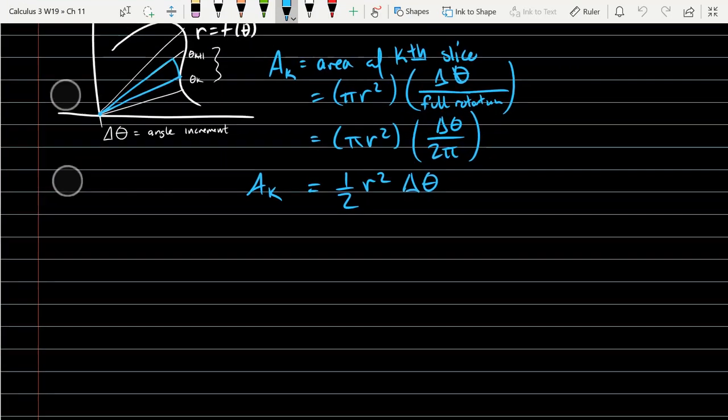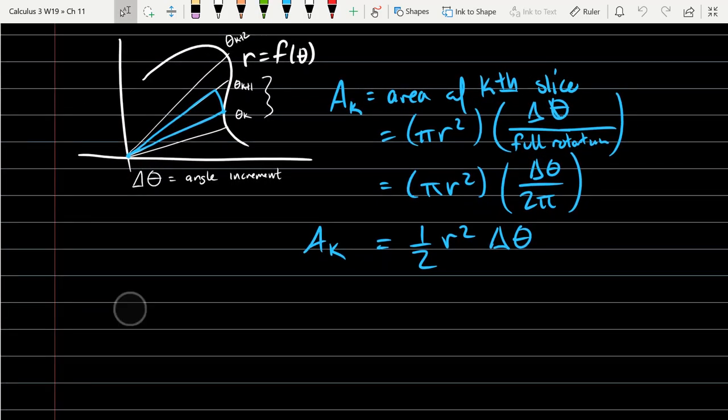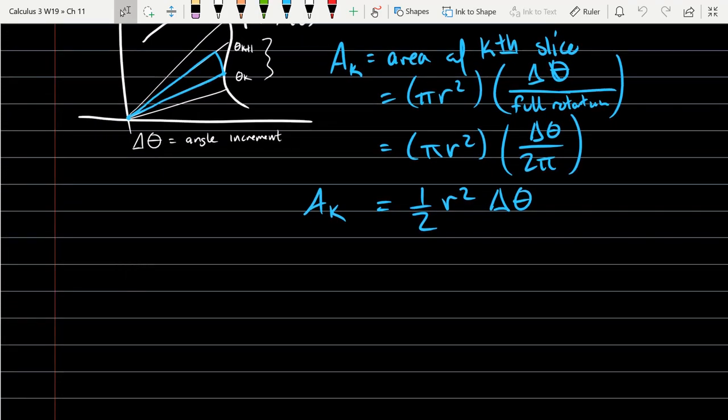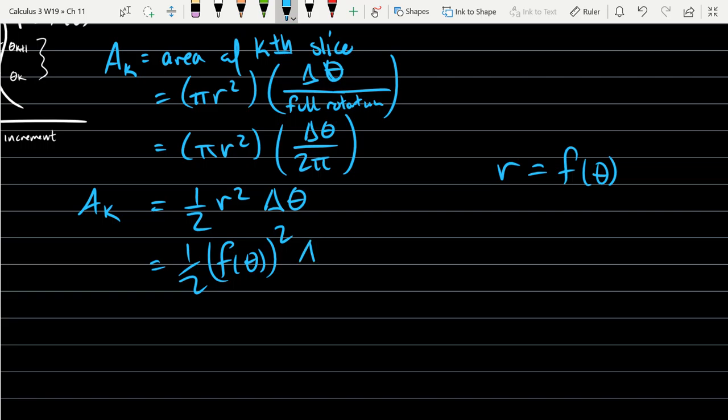So that was the area for the kth slice right there. And before we were using the r function. So r was f of theta. So we're going to keep using that notation here. So this will be 1 half f of theta squared delta theta. So that's the area of the kth piece.